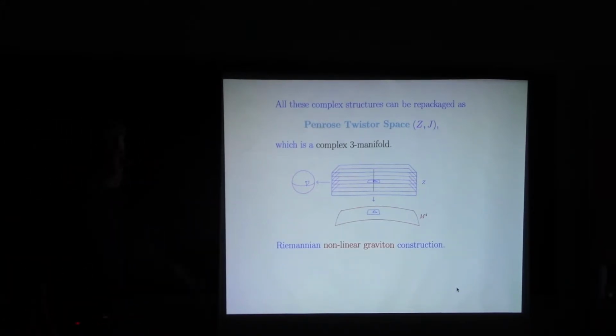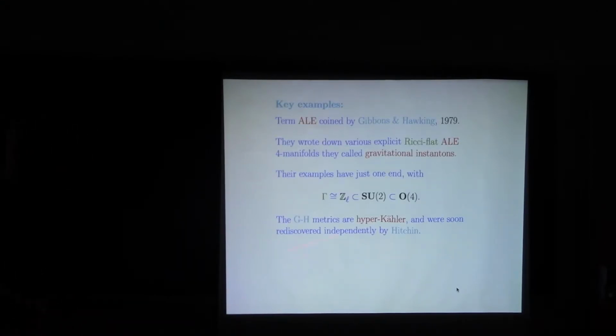And in fact, what Penrose showed was that this complex 3-manifold can actually be used directly to describe the general hyperkähler metric. When Hitchin rediscovered these Gibbons-Hawking metrics, Gibbons and Hawking had just written down, using a certain piece of nice physics yoga, a method for constructing such metrics. Hitchin instead used the Penrose twistor space. He found the Penrose twistor spaces and then constructed the metric from that.